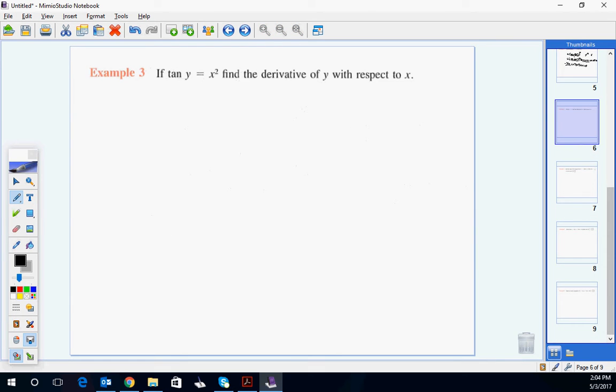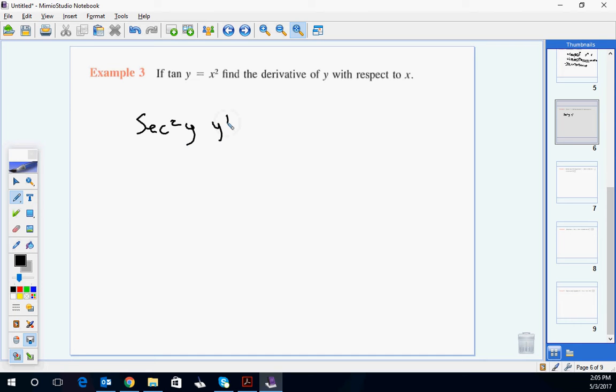If tan y equals x squared, find the derivative of y with respect to x. So this is our lovely implicit differentiation coming back. Remember, when you're doing implicit, you take the derivative of everything, and every time you have a y, you have a y prime, right? You're doing it with respect to x. That's why it says respect to x. So the derivative of tangent is what? Secant squared y, right? We keep the y. And then it's y prime.